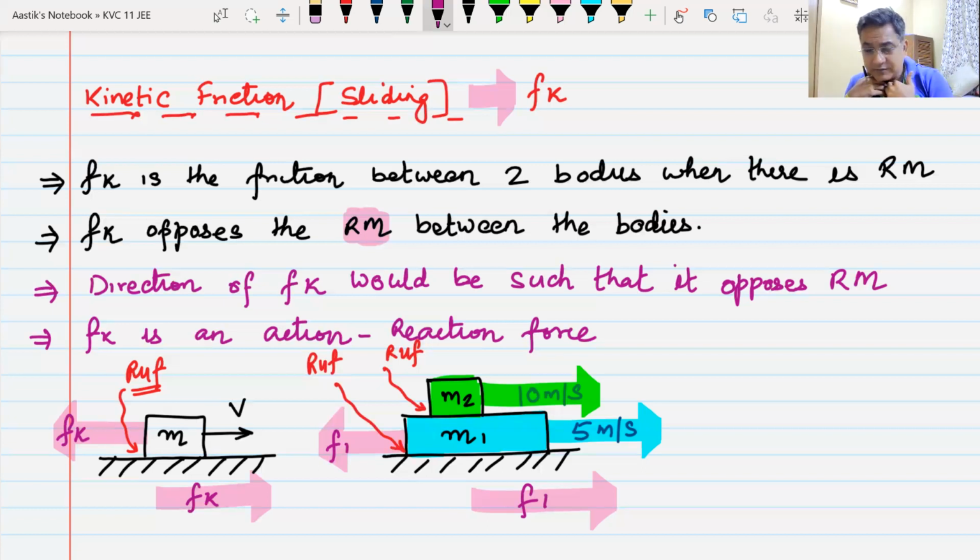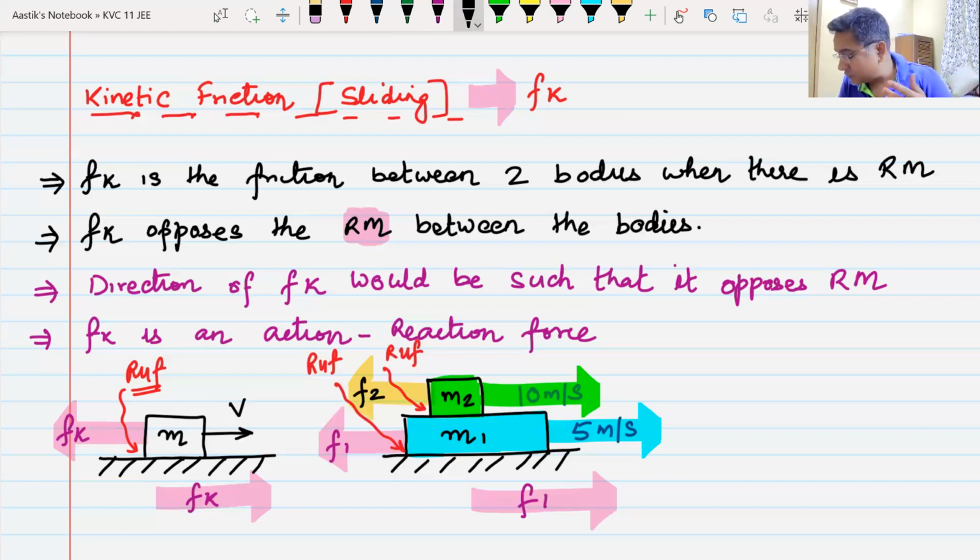So when I become M1, M2 moves forward. So what will I do? I will apply a force F2 backwards onto it. So this F2 is the frictional force applied by M1 on M2.